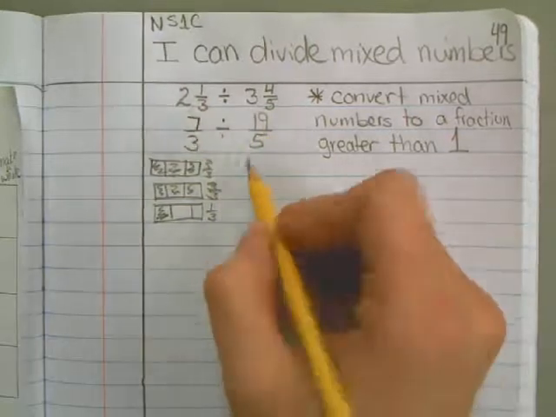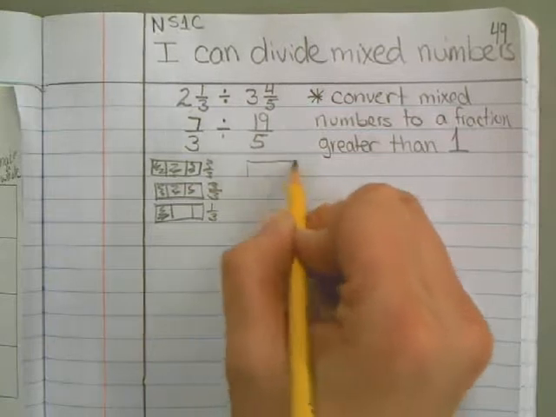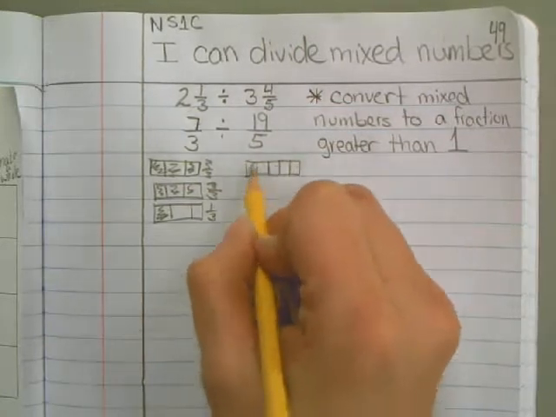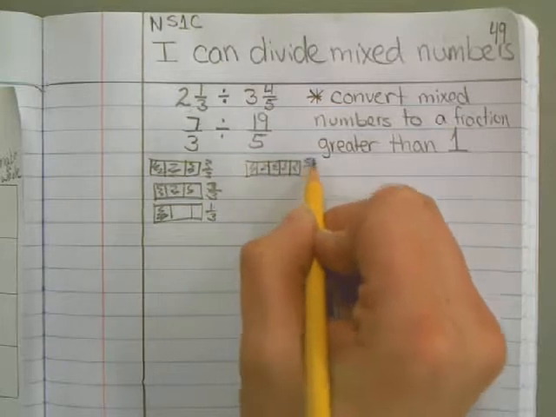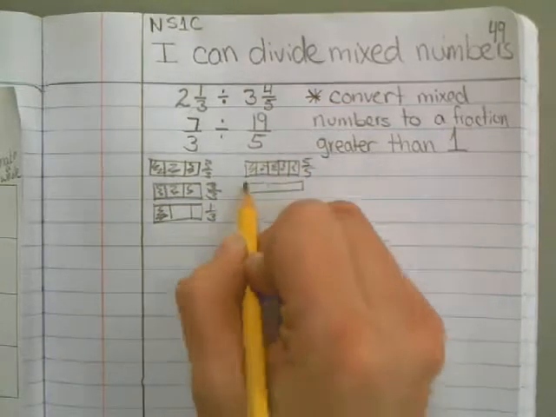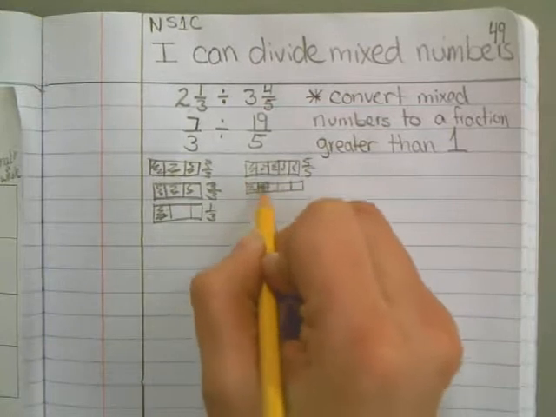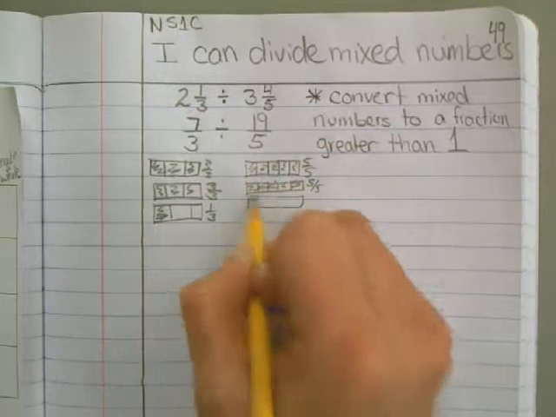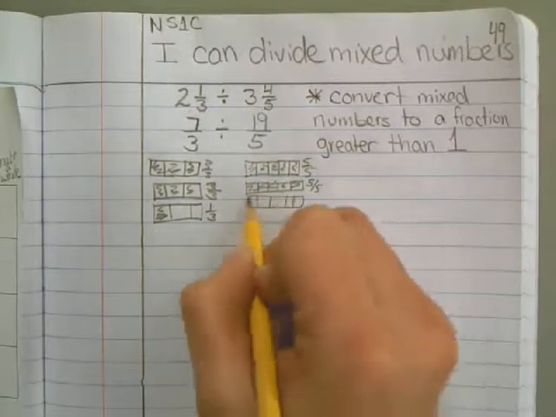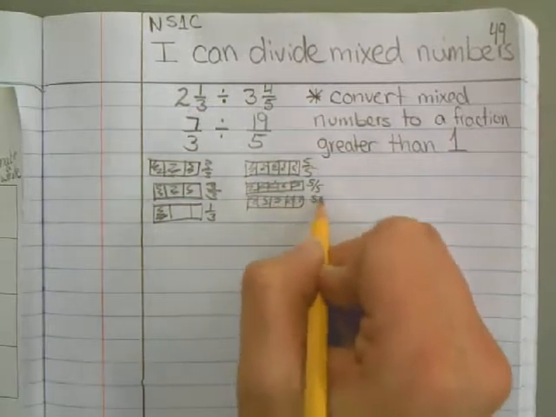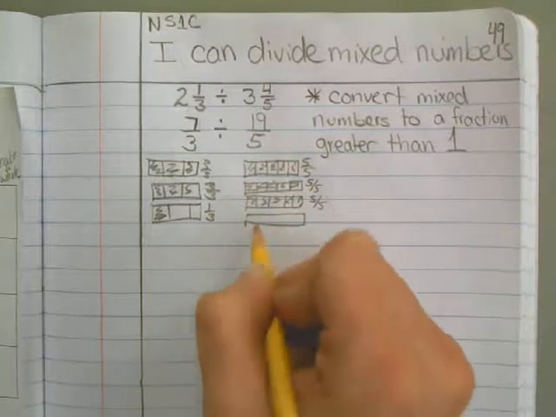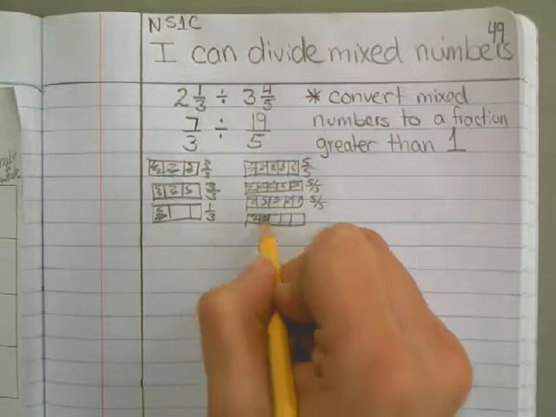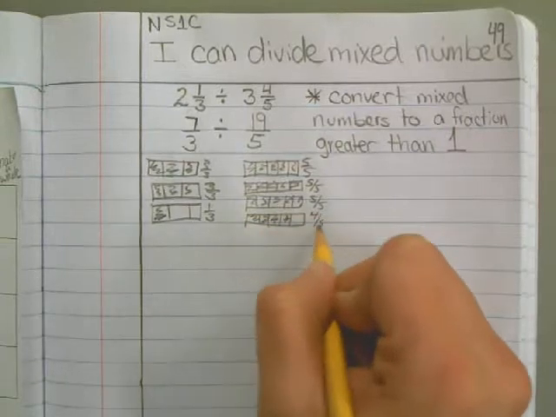And I did the same thing over here. I have 3 wholes, 1, 2, 3, and I have all of them, so that's 5 out of 5 each. Then I have 4/5. Now this is exactly what we did yesterday.